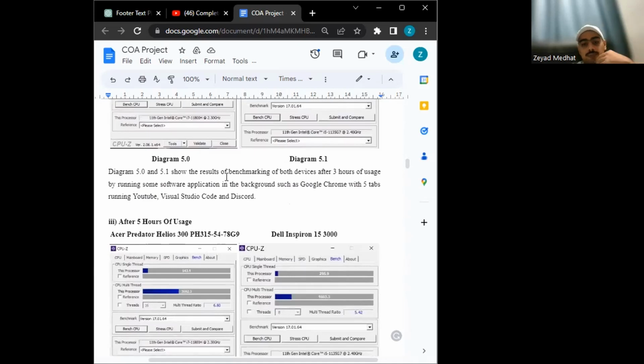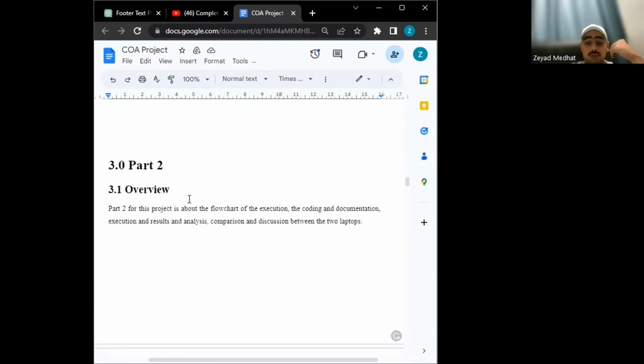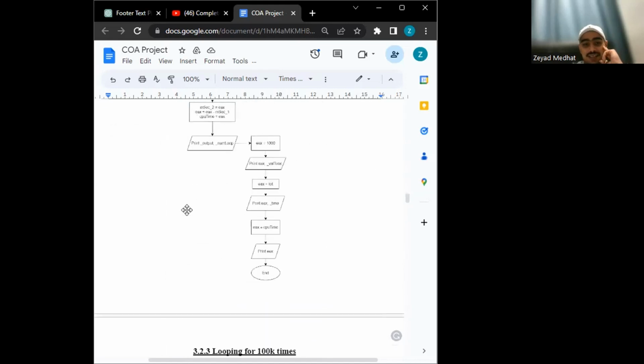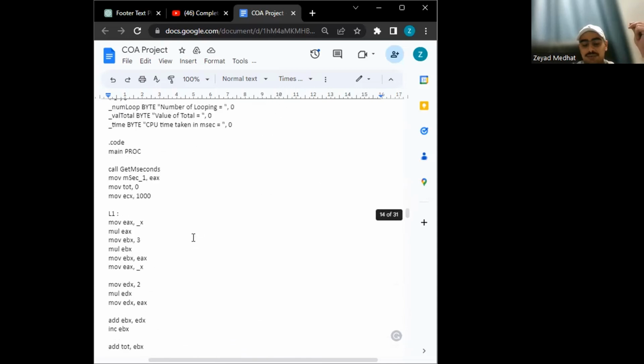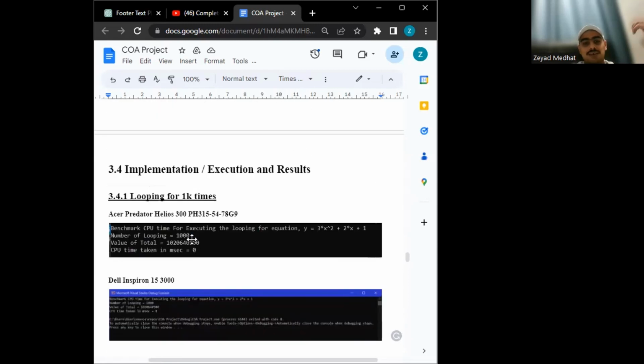Furthermore, when it comes to executing equations with various loop sizes, the Acer Predator emerged as the clear winner yet again. As we said, with the various loop sizes, this powerhouse, the Acer Predator, consistently showcased a faster CPU compared to the Dell Inspiron.